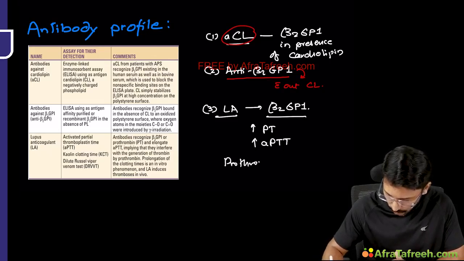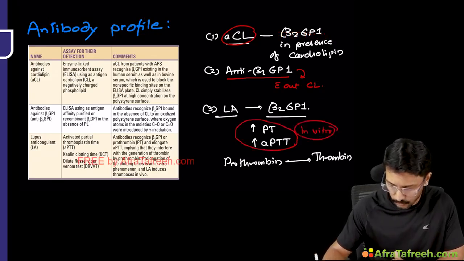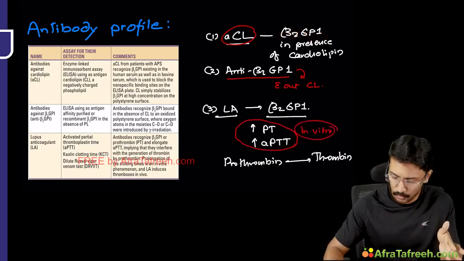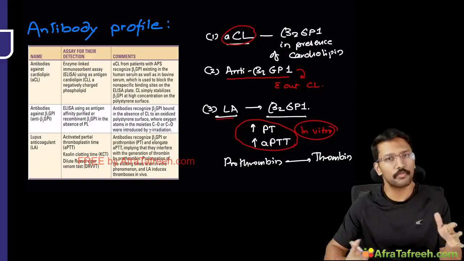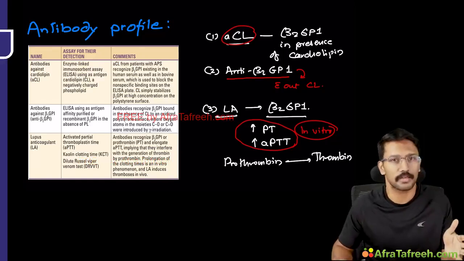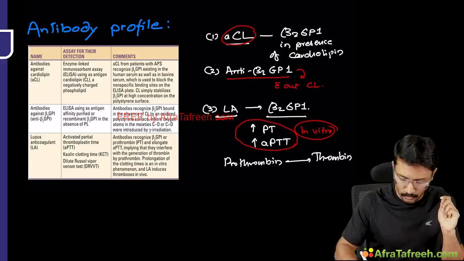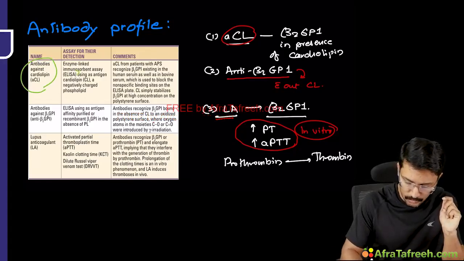But we also have to remember that this prolongation of PT and APTT is only in vitro. In vivo, the presence of lupus anticoagulant is associated with increased risk of venous and arterial thrombosis. It is not associated with a reduced risk of venous and arterial thrombosis. They can also ask you the methods used for assessing these antibodies. When you talk about anticardiolipin, obviously it is going to be ELISA.